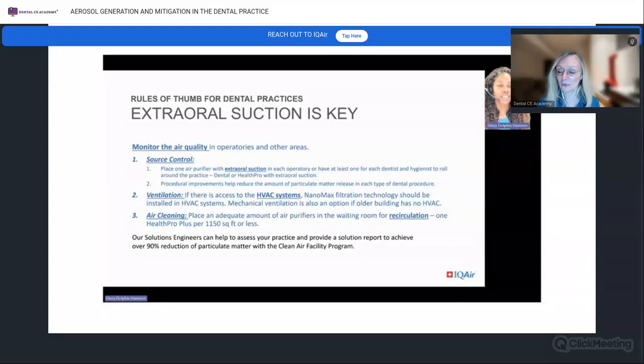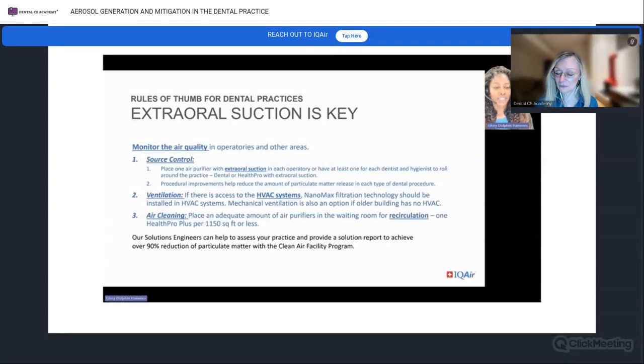Step number 2 is ventilation. If there's access to the HVAC system, we have in-duct ventilation and in-duct filtration, the NanoMax system that's installed. This provides mechanical ventilation as well as filtration, and it's a great option if the building has HVAC. If there's an older building, then mechanical ventilation is the option, and that's opening your doors and your windows, introducing an outside source of air.